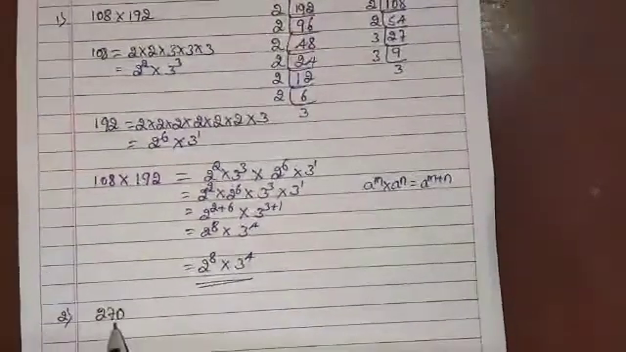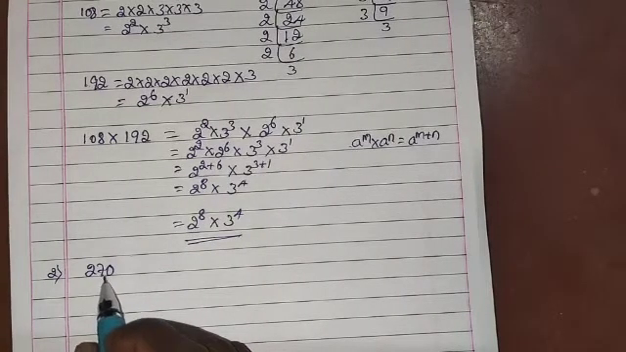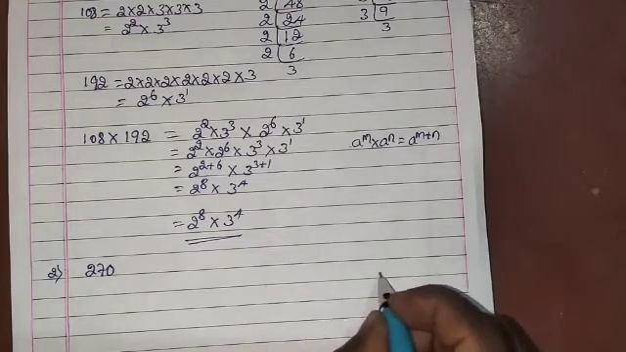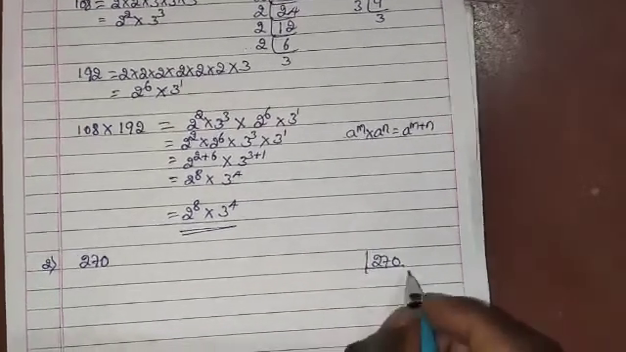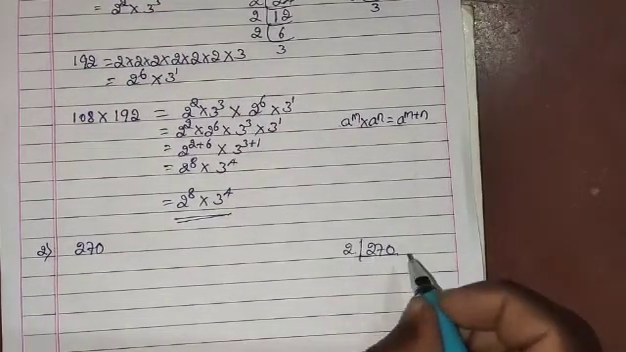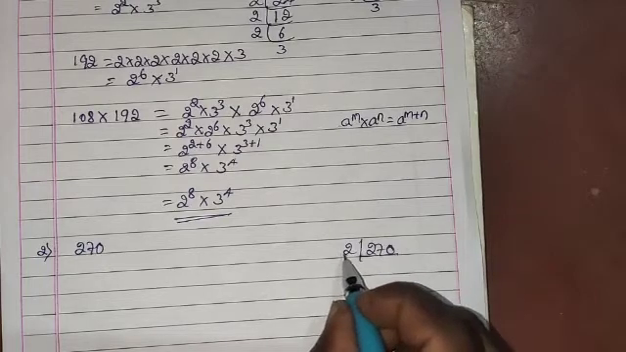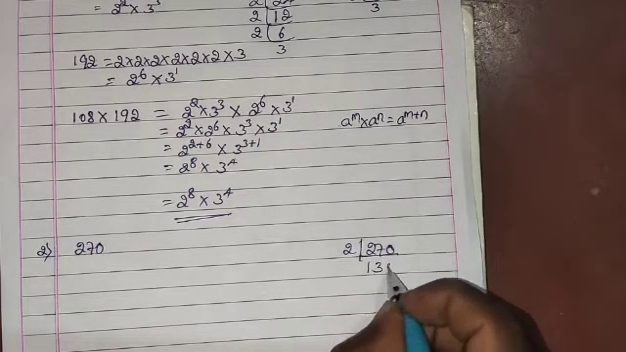The second one is 270. We have to express this as a product of the prime factors in exponential form. We know how to find the prime factors, by dividing by prime numbers. 2 is the smallest prime number. In the unit place we have 0, so it is divisible by 2. 2 ones are 2, 2 threes are 6, 1 remainder, 2 fives are 10.